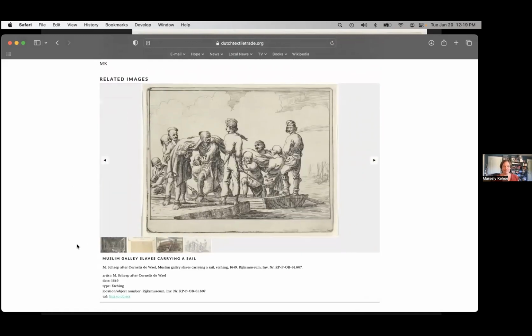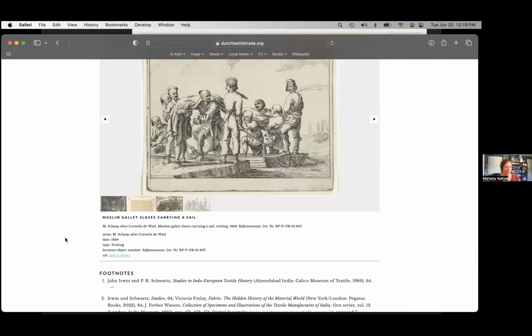So this is the format of each of our visual textile glossary entries. And I'm going to throw it over to Carrie here and switch back to the PowerPoint.